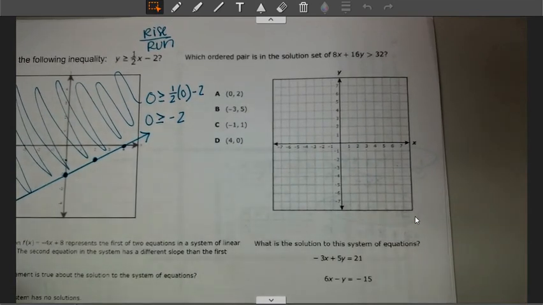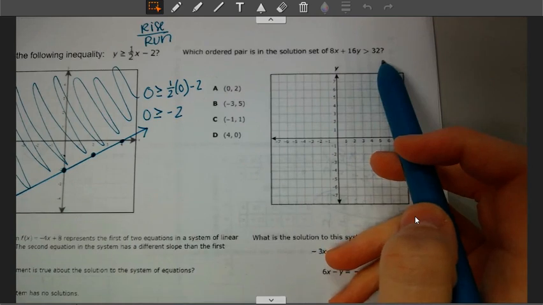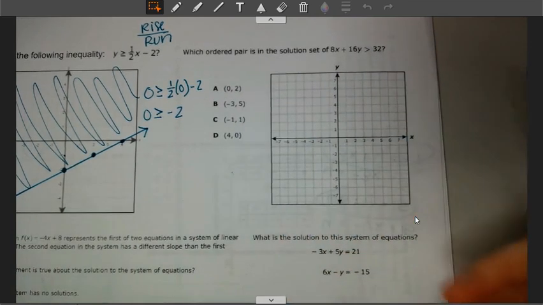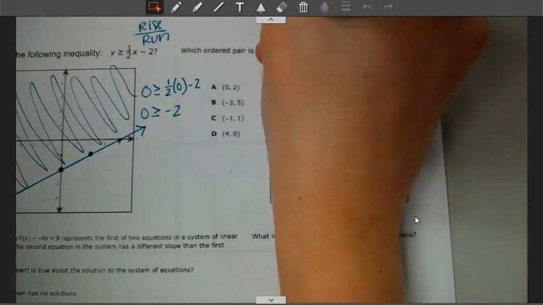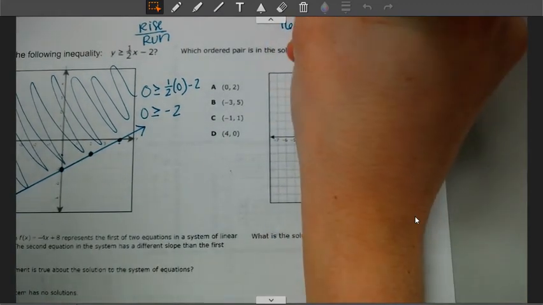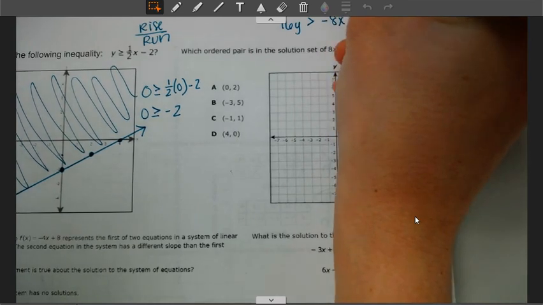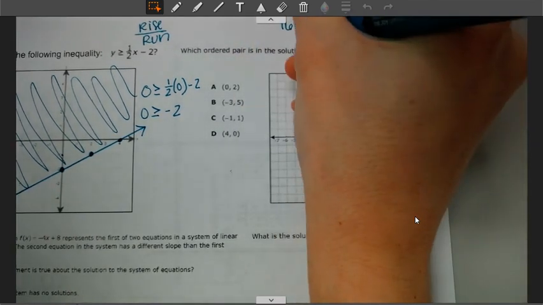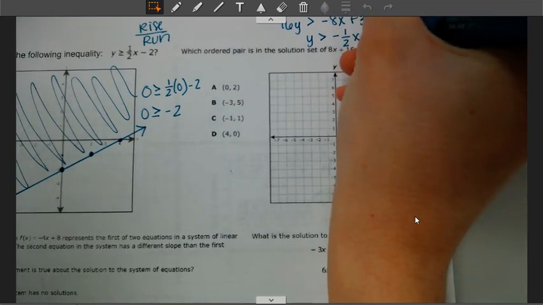This one says, which ordered pair is in the solution set of 8x plus 16y is greater than 32? Well, I could plug in all these ordered pairs and see what's true, or I can solve and graph it. So we're going to practice graphing one more time. So I subtract 8x, so I get 16y is greater than negative 8x plus 32. Divide by 16. Y is greater than negative 1/2 x plus 2.